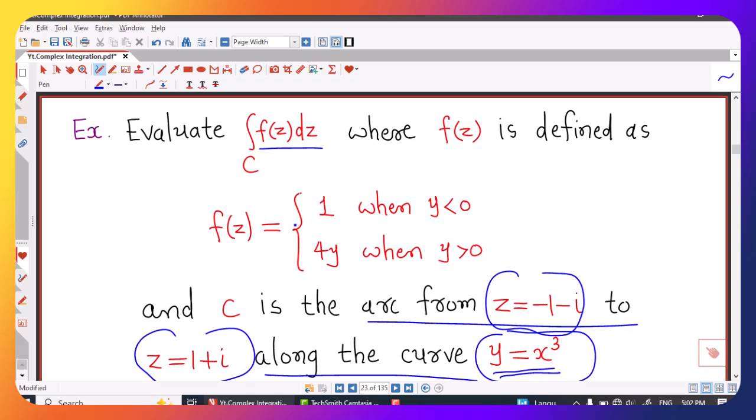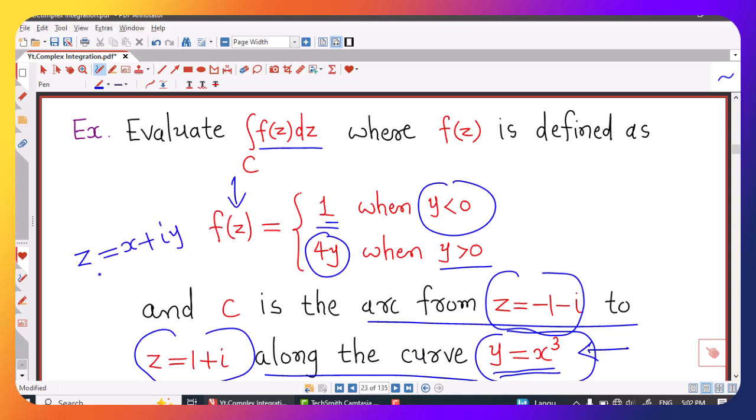But our function is different in different parts of this arc of this curve. The function has value 1 when y is negative, and the function has value 4y when y is greater than 0. That is, the value of the function at point z, where we denote z equal to x plus iy. So f of z, where z is x plus iy, has value 1 when the imaginary part of z is negative, and the function has value 4y when y is greater than 0.